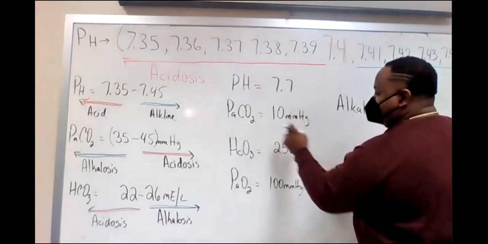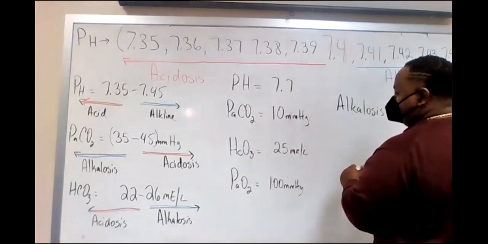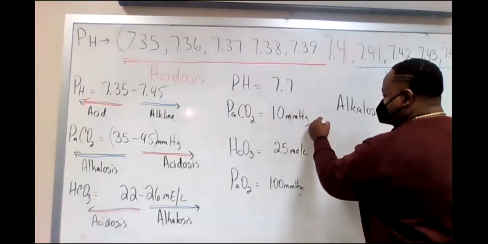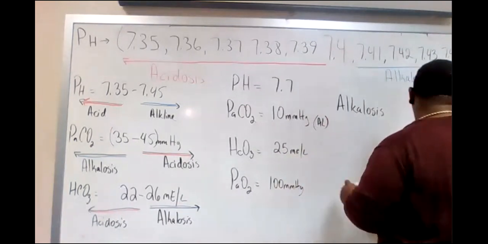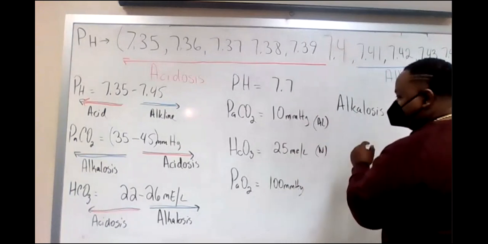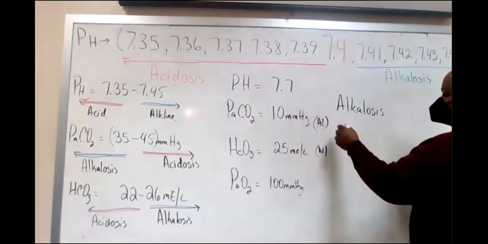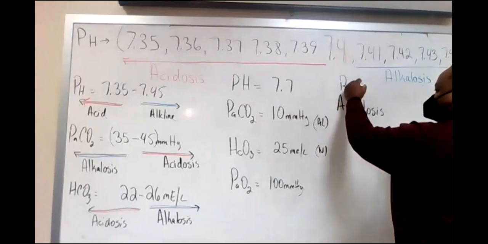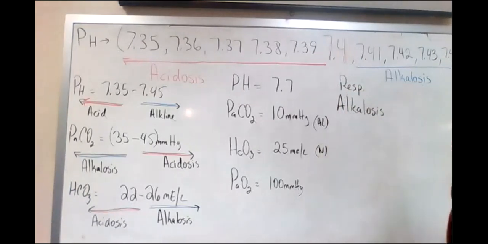What is CO2 doing right now, Michaelin? It's alkalosis. Alkaline. What is bicarb doing? It's normal. Normal. So who's causing the problem? Respiratory. The respiratory alkalosis.